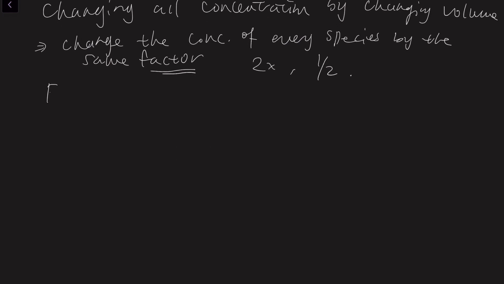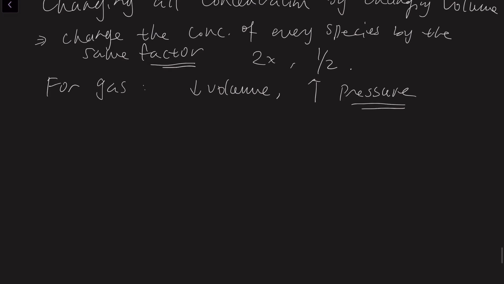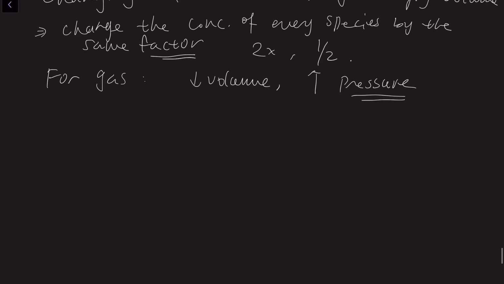So for a gaseous system, what happens when you decrease the volume but it doesn't decrease the amount of each gas in your system? Well, you increase the pressure. If you increase the volume, you will decrease the pressure because the gas particles have a greater space to move around. So you decrease the pressure.